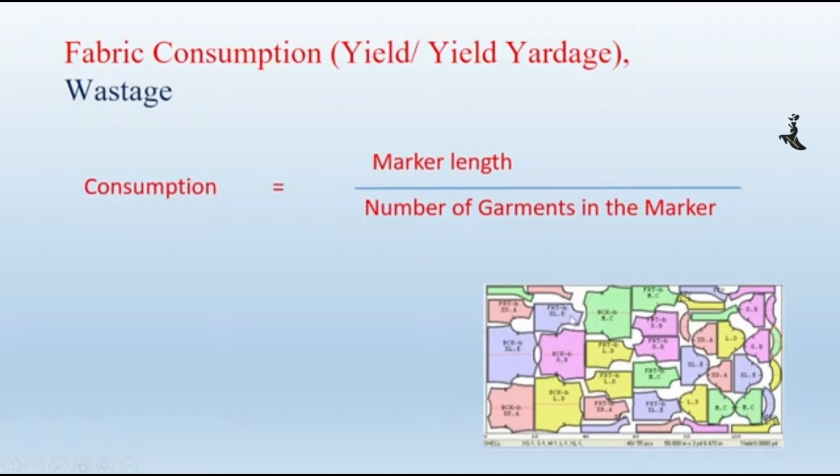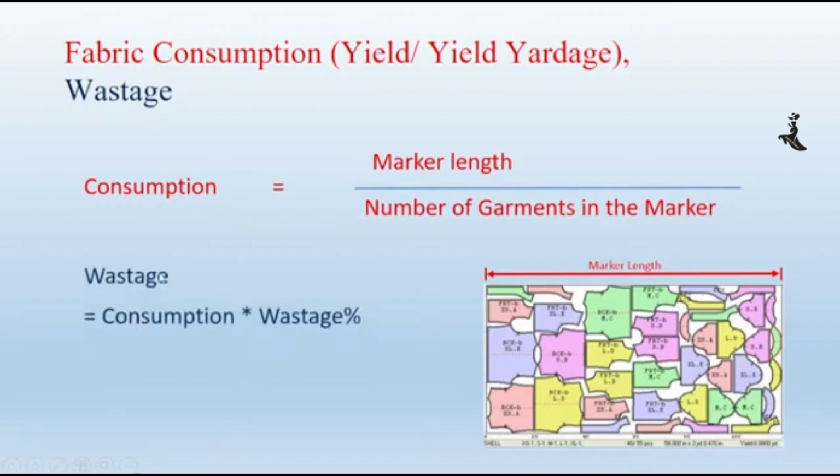This is the marker length. From the starting point to the end point is called the marker length. This length we have to divide by the number of pieces. That's how you get consumption, the required fabric per piece. Then to the fabric consumption we have to apply the wastage percent, 3%, 2% or 4%, which is decided by the factory. So, you get consumption with wastage, and the fabric cost. Can we calculate using a formula?